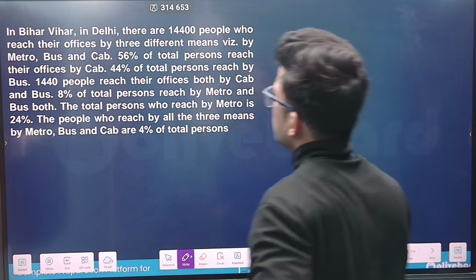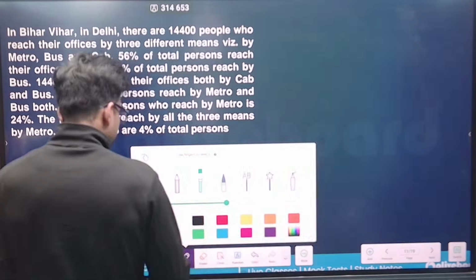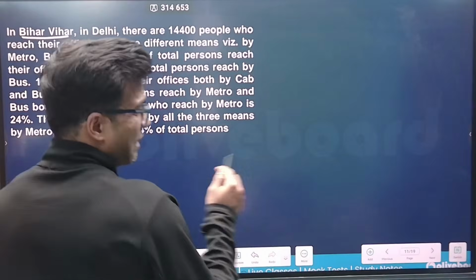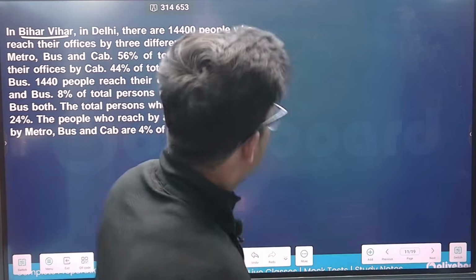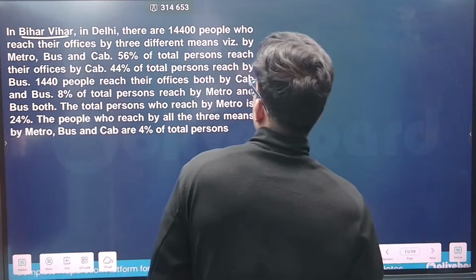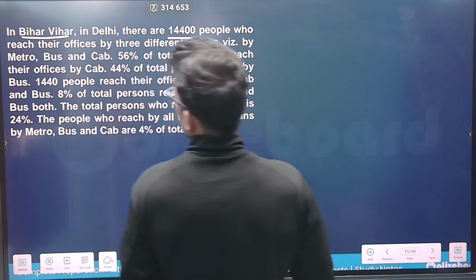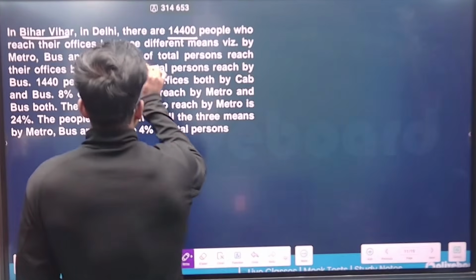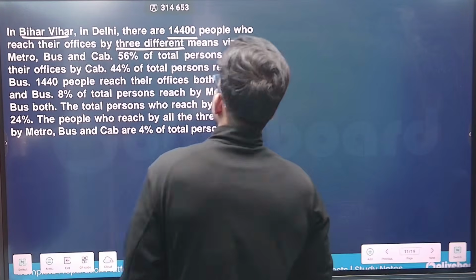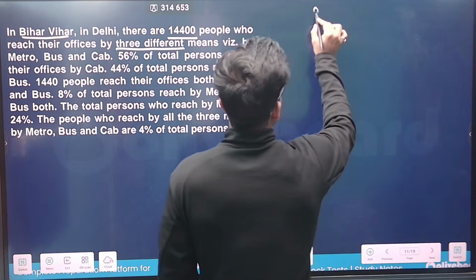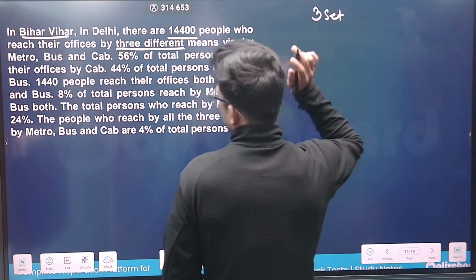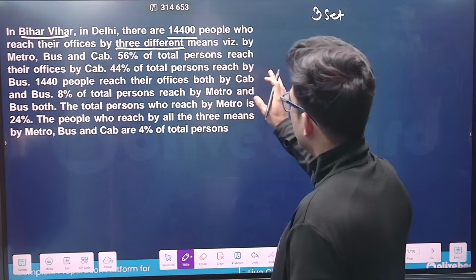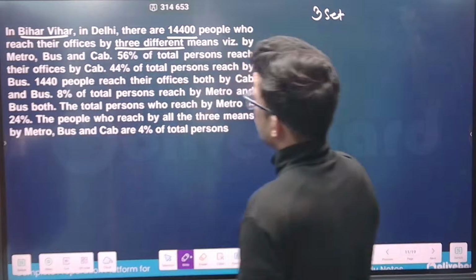In Bihar Vihar, or basically this is the name of a place in Delhi. There are 1400 people who reach their offices by 3 different means. So when you get 3 different means, keep in mind, this is basically a 3-set Venn diagram. If you are a newcomer and your foundation is not yet built, you can only say that till now I'm just getting an idea that these are 3 parameters.